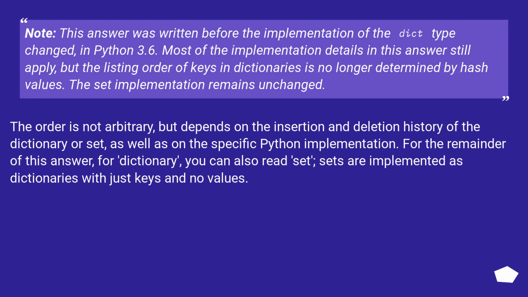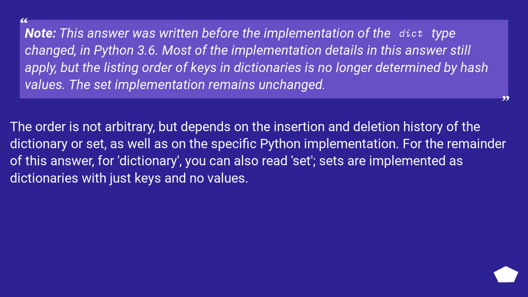Note: this answer was written before the implementation of the dict type changed, in Python 3.6. Most of the implementation details in this answer still apply, but the listing order of keys in dictionaries is no longer determined by hash values. The set implementation remains unchanged.